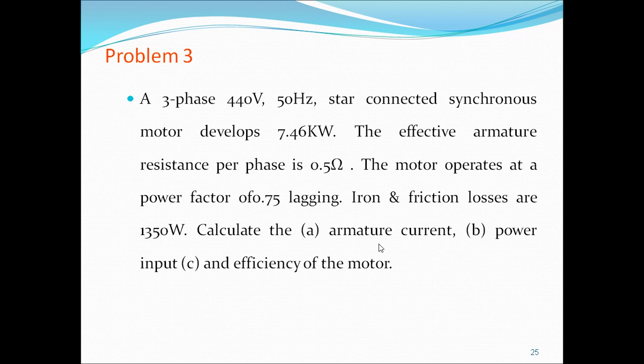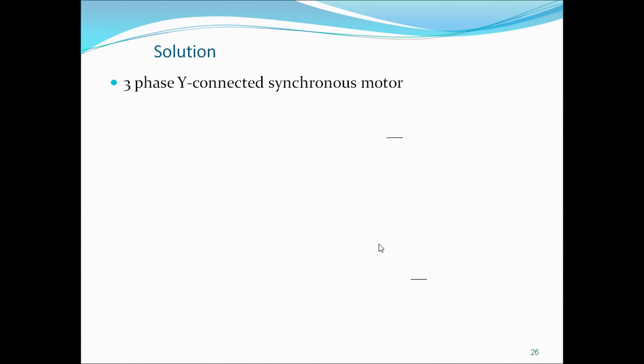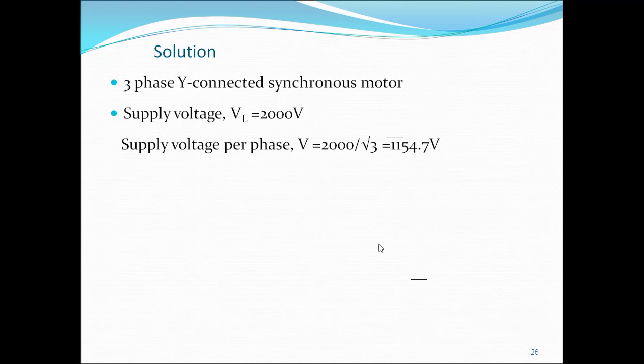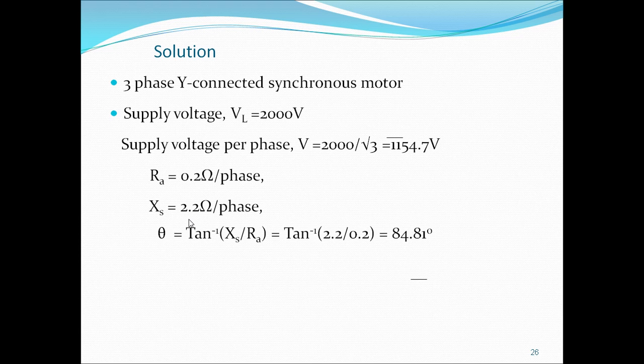So first write the given data. What is given? A three-phase star connected synchronous motor. Supply voltage VL is equal to 2000. Convert this into phase value. So that is VL by root 3, that is 2000 by root 3, that is equal to 1154.7 volts. RA is equal to 0.2 ohms per phase. XS is equal to 2.2 ohms per phase.